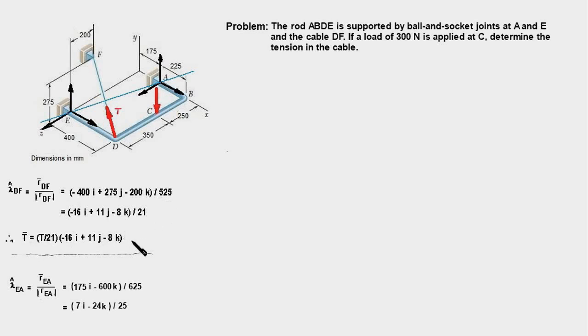We shall also need a unit vector along the axis EA. Let's call it lambda_EA, and that will be equal to position vector r_EA divided by its magnitude. And r_EA is minus 600 k plus 175 i divided by 625, which is the magnitude of r_EA, and this will simplify to this. So this is the unit vector along the axis EA.